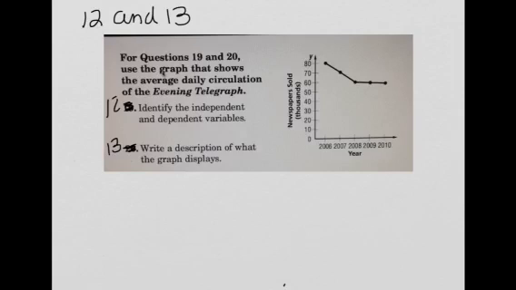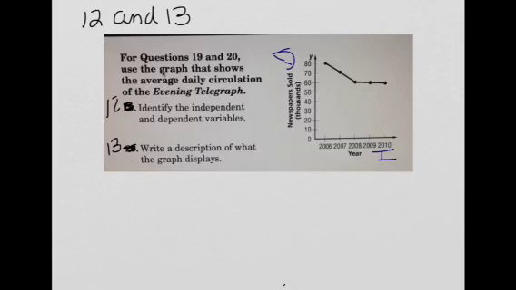Identify the independent and dependent variables. So we have years and we have newspapers sold. So the newspapers sold depends on the year. So the year is going to be our independent variable, and newspapers sold is going to be our dependent variable.